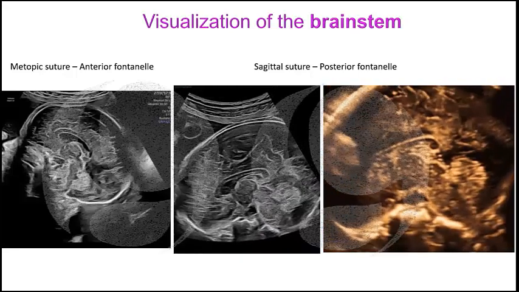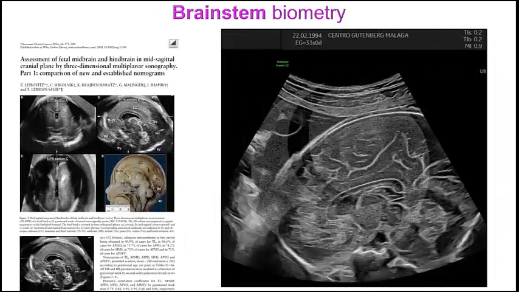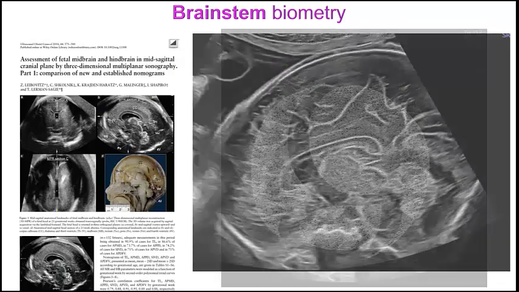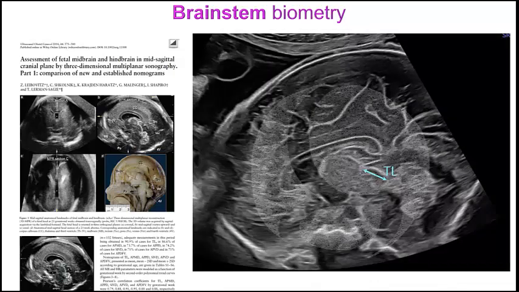Therefore, for a clear visualization of the brainstem, it is much better to insonate through the sagittal suture or the posterior fontanelle. At this level, we can perform some measurements described for the differential diagnosis of some anomalies, such as the tectal length, the anteroposterior midbrain diameter, the anteroposterior pons diameter, or the anteroposterior diameter of the fourth ventricle. Of course, all these measurements are only done in the context of a neurosonography when we need to confirm or rule out a specific anomaly of the brainstem.